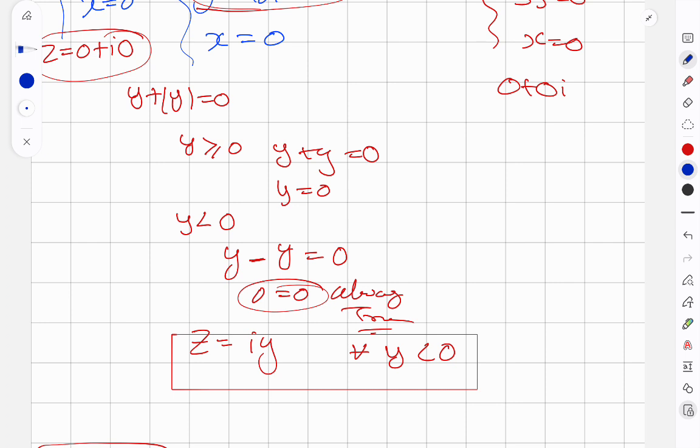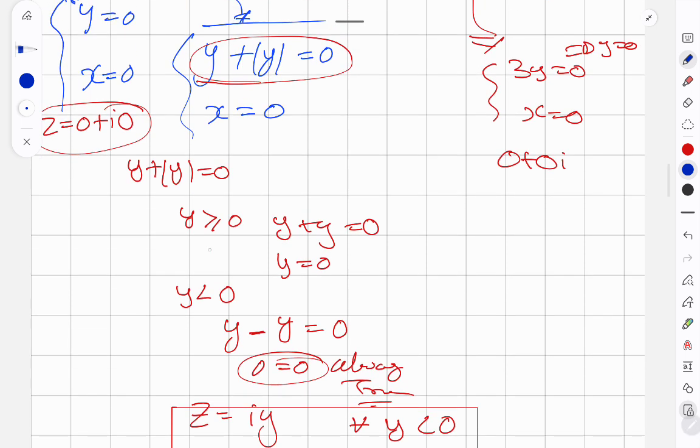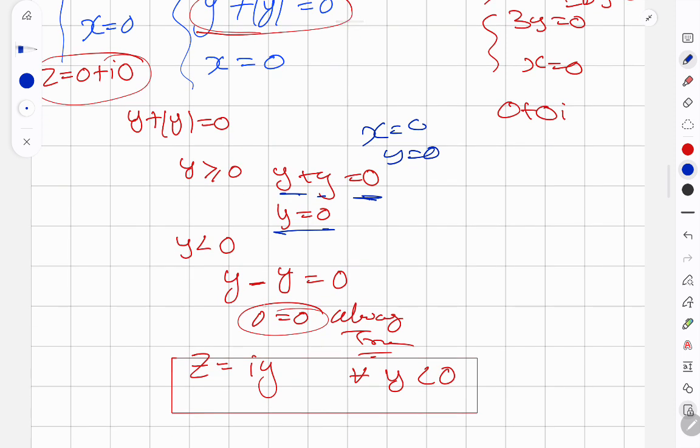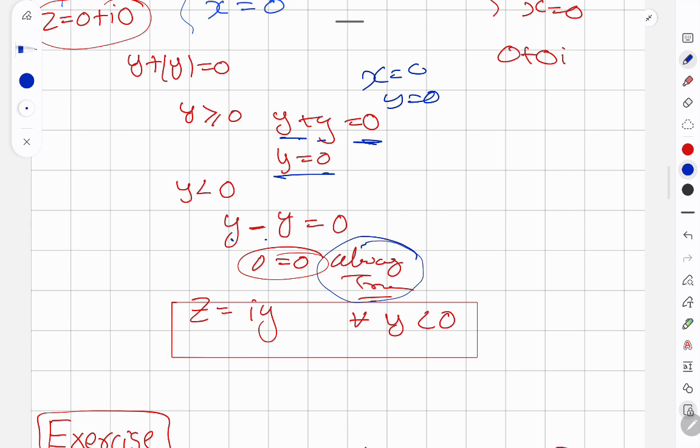If your y is positive, it's getting more complicated. Let me just show the final two lines over here. So if your y is positive, then y plus y equal to 0, so y equal to 0. This is the case which I've already covered, x equal to 0, y equal to 0. Again we got the same solution. But when y is negative, y minus y is equal to 0, so you get 0 equal to 0. That means this is always true.